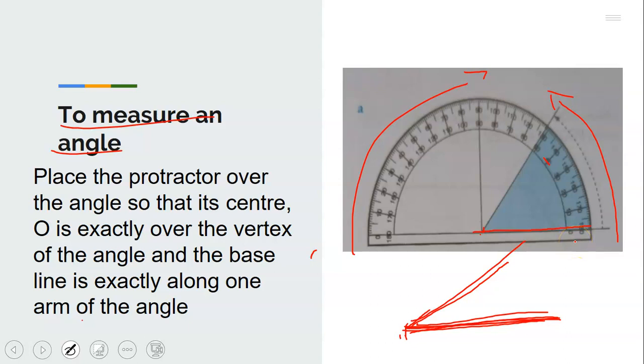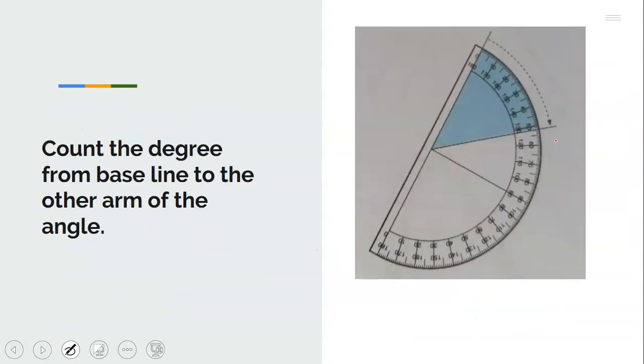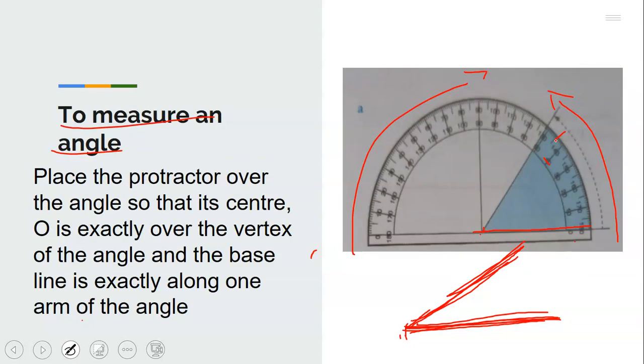10, 20, 30, 40. Now, you count to where this line falls on the protractor. And on this line, it falls at, this is 10, 20, 30, 40. Middle here is 45. This is where the line comes, that is 52 degrees. That is how to measure. Now, what you have here is 52 degrees.